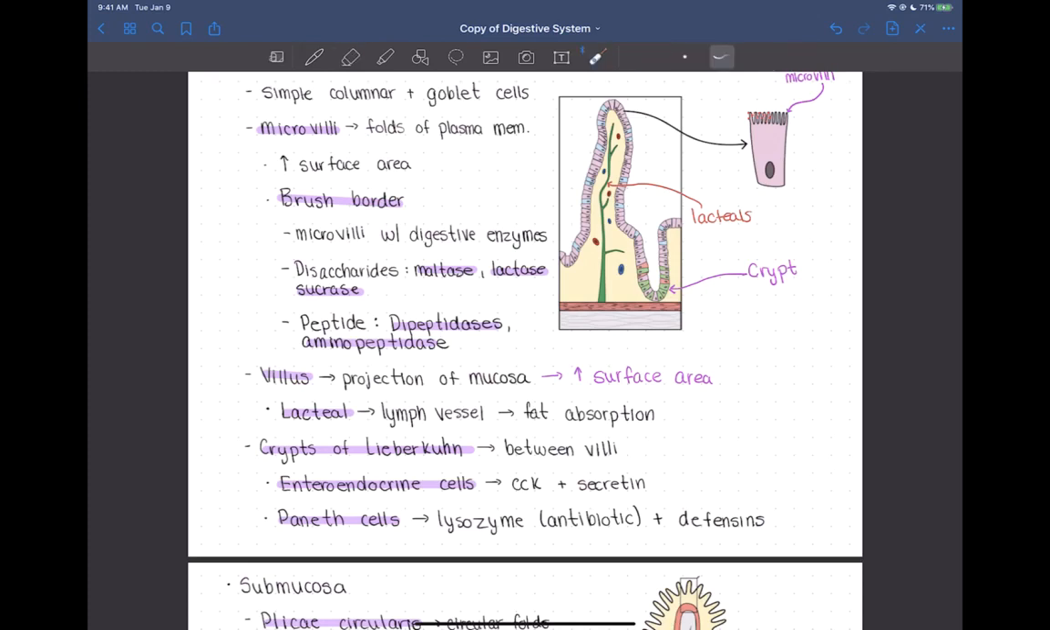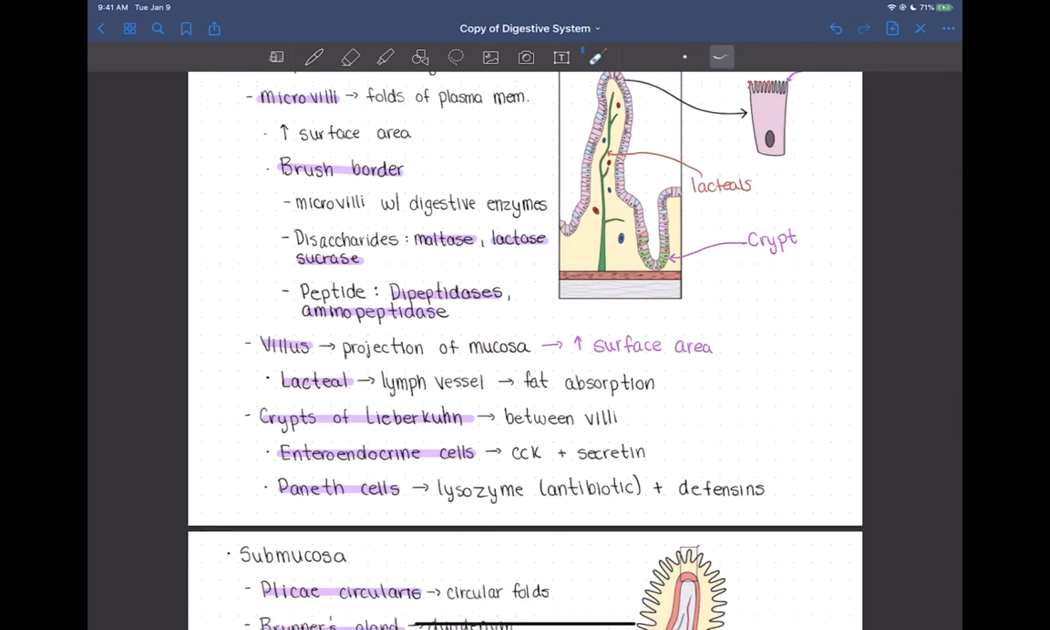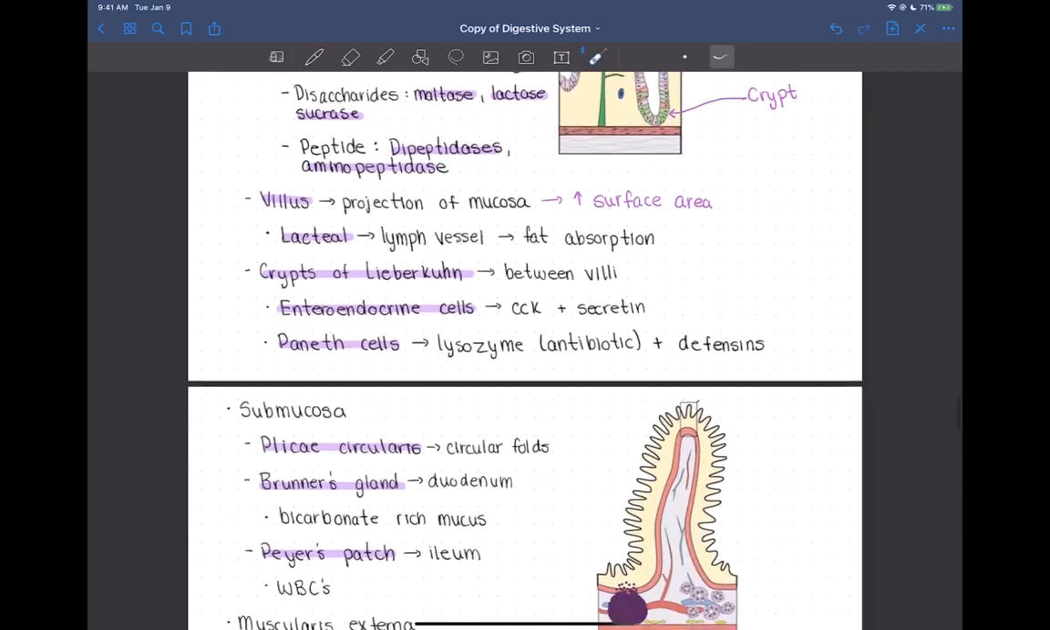All right, so the crypts of Lieberkühn contain these enteroendocrine cells, and they also contain Paneth cells. And so Paneth cells are going to secrete lysozyme, which is an antibiotic, which helps reduce bacterial growth, and defensins, which will also protect against infections and pathogens. Okay? All right, so that's coming from these crypts, so they would just secrete them up into the lumen of the small intestine. All right, so that's the mucosa.